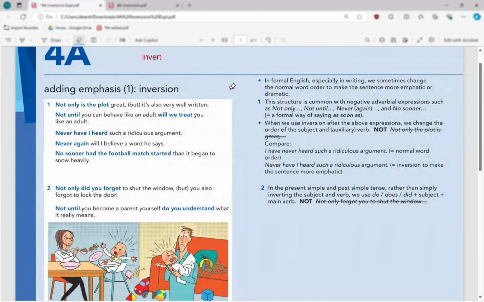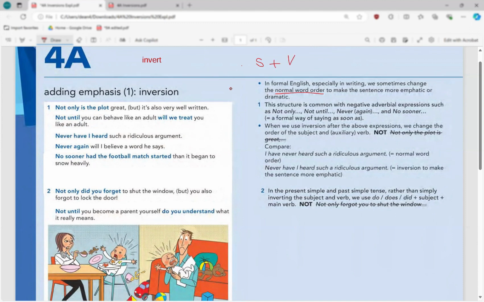Normal word order. So what does it mean? Normal word order in the English language, subject. So let's say S is subject. They come before verb, main verb, right? Subject, they come before verb. That's the normal word order. But if verb comes before subject, then that is inverted form. That is inverted form, guys.